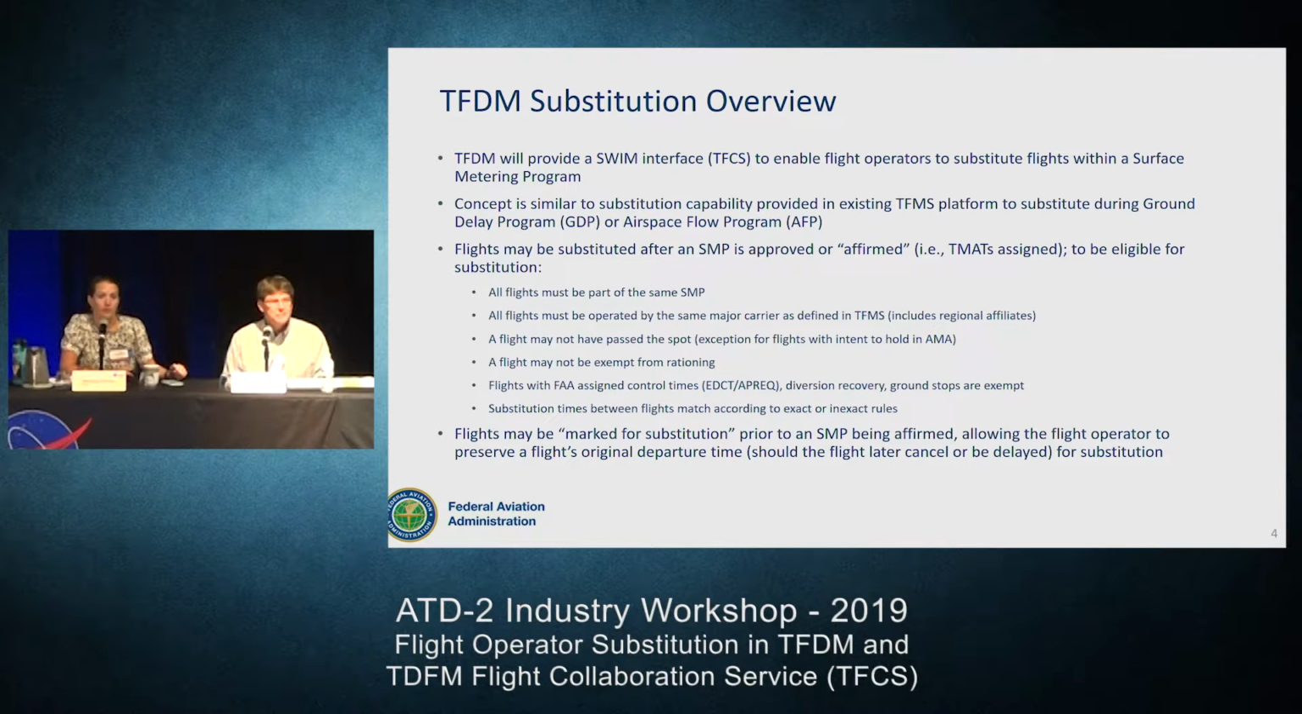I have a question with a couple of components to it. First off, you mentioned how we could retain a canceled slot in this program, correct? Yes, through the marking. Okay. So where do you get the demand data for this program? Is it through TFMS? Yeah, so it's flights that TFDM is aware of. So primarily through TFMS. That's where the planning information would come from.